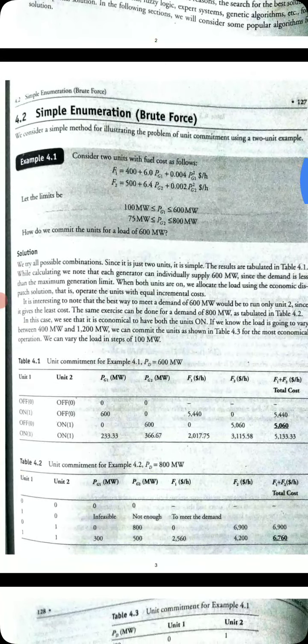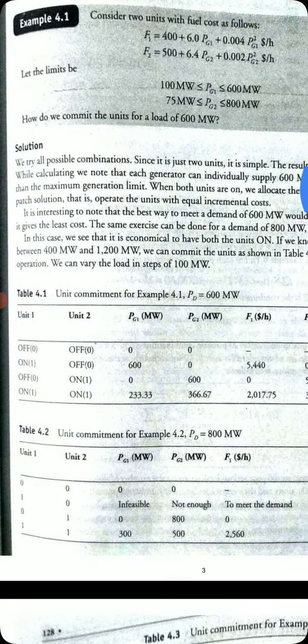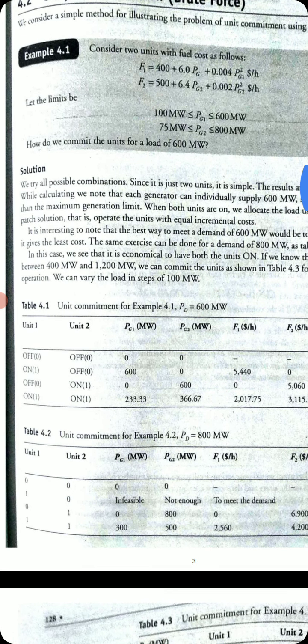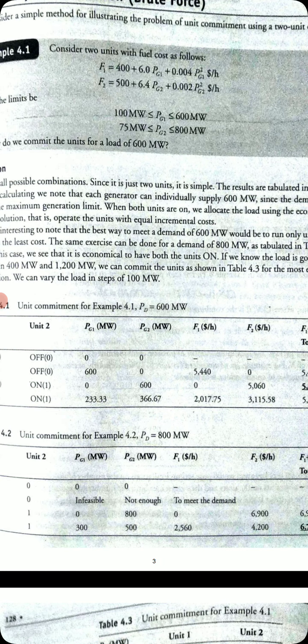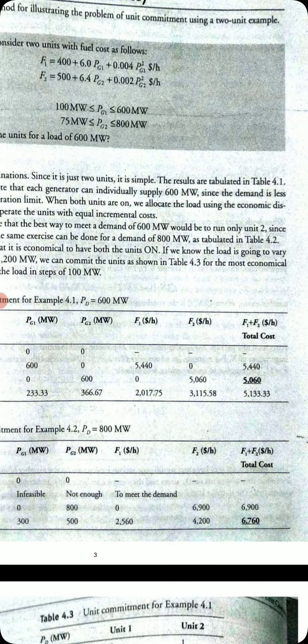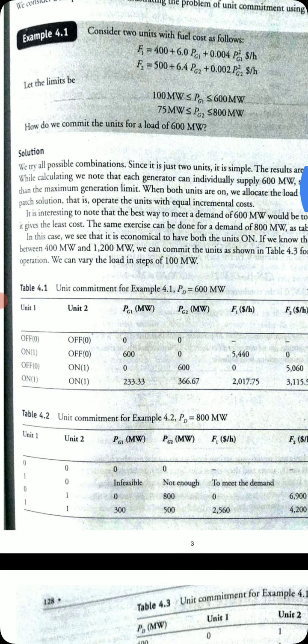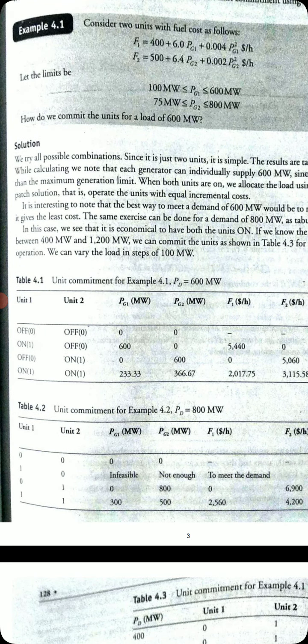You can see here Table 4.1, where you can clearly see the unit 1 and 2 conditions, and the power generated by the two generators. Pg1 is from the first unit, Pg2 is from the second unit, F1 is the fuel cost of the first generator, F2 is the fuel cost of the second generator, and then the total cost. When both units are off, 0 0, the power generated is 0, and obviously the fuel cost is 0.